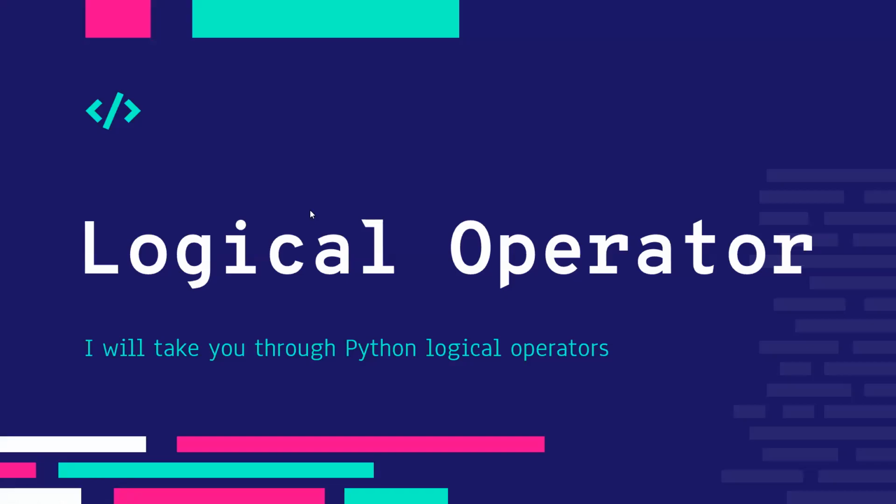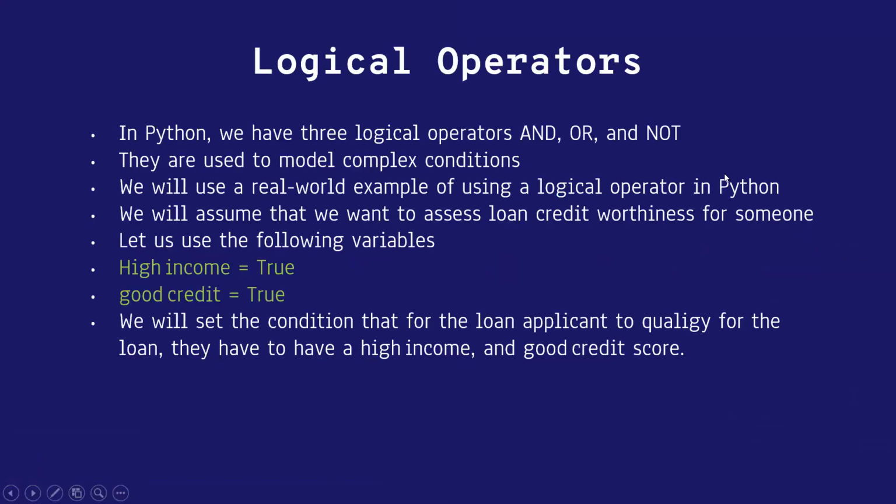have logical operators in programming, and for this case in Python. In Python, we have three logical operators, AND, OR, and NOT. They are used to model complex conditions. We'll use a real-world example of using a logical operator in Python.